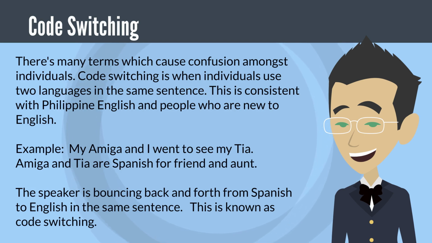Code switching is when individuals use two languages in the same sentence. This is consistent with Philippine English and people who are new to English. Example: my amiga and I went to see my tia. Amiga and tia are Spanish for friend and aunt. The speaker is bouncing back and forth from Spanish to English in the same sentence. This is known as code switching.